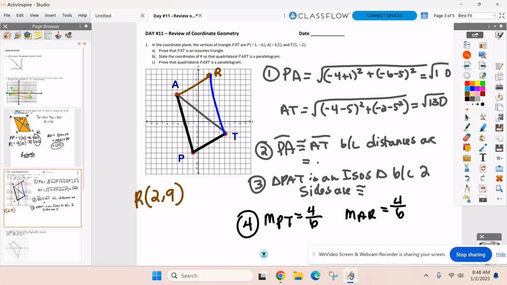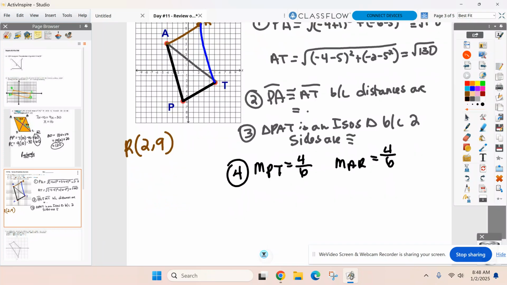Now the only thing I need to do is do the slope of PA and TR now. Just makes sense doing it this way because I've already done 2 of the slopes. So go ahead, find the slope of AP and find the slope of TR.